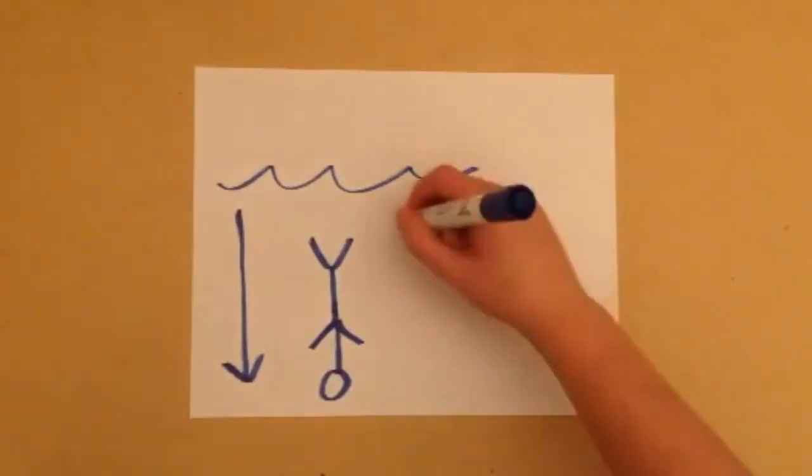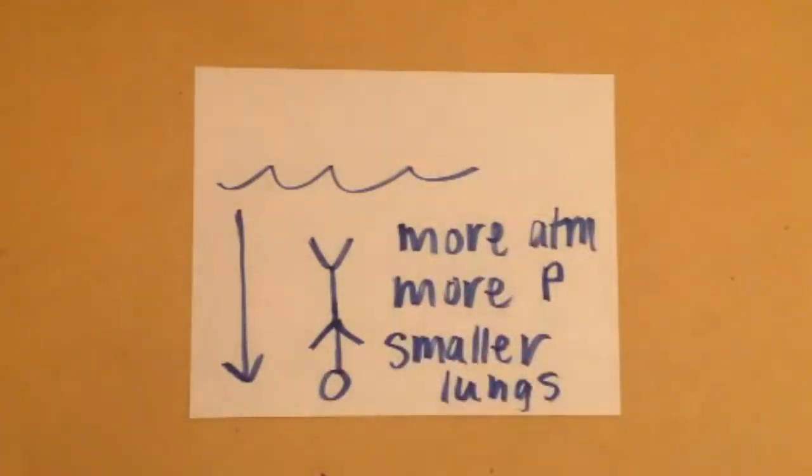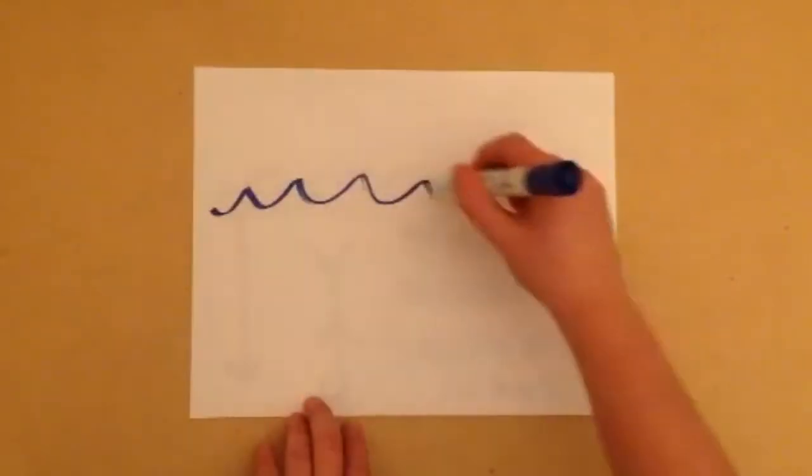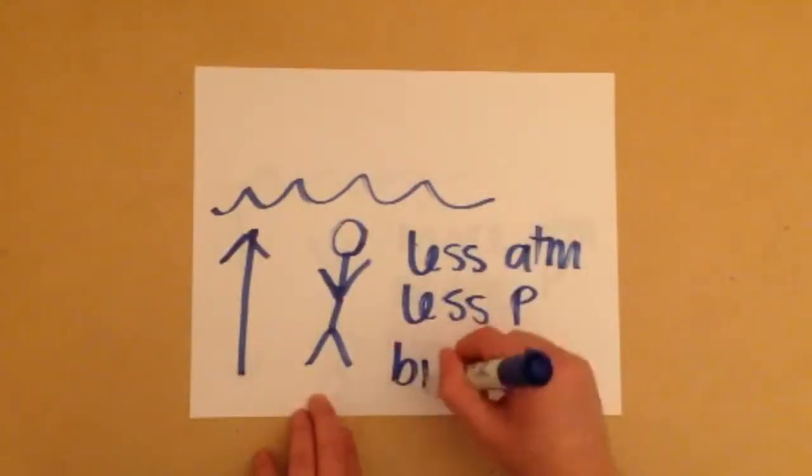As you dive deeper, there are more atmospheres above you, meaning the pressure increases and the volume inside your lungs decreases. This means the opposite for when you are ascending to the surface.